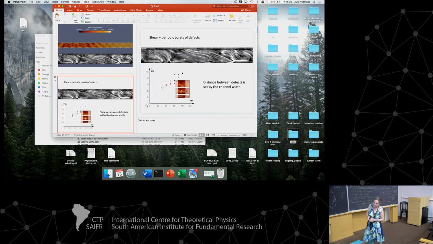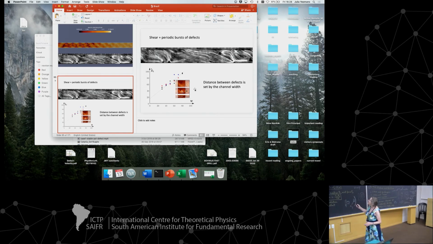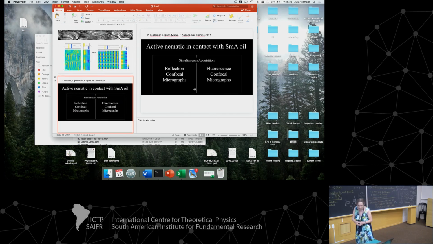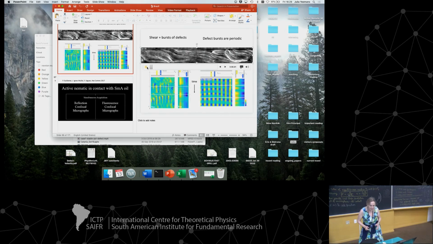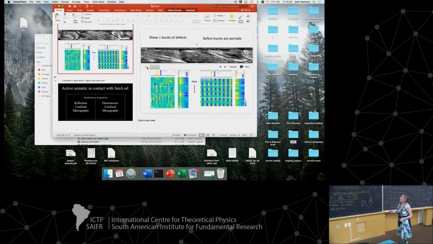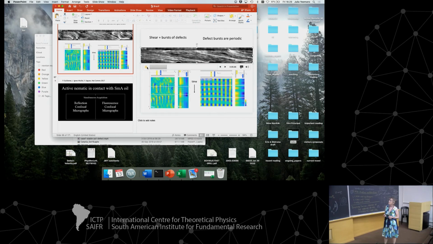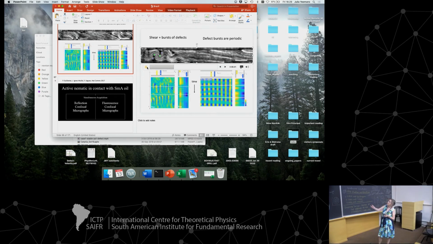Let's see if we can get the simulations to play, the experiments to play. Oh, what's wrong with it? Okay, there's the experiments. You get shear flow, and then suddenly it's disturbed by a load of topological defects here. The topological defects go away, and you're back to shear flow. And then you suddenly get these bursts of defects.